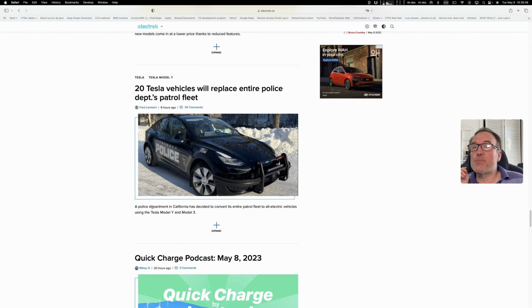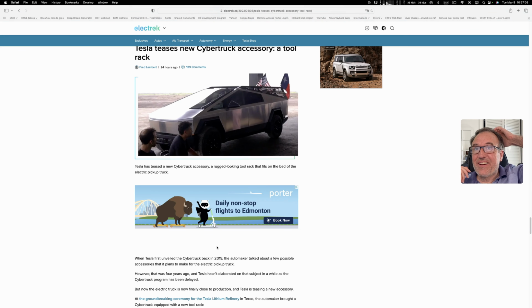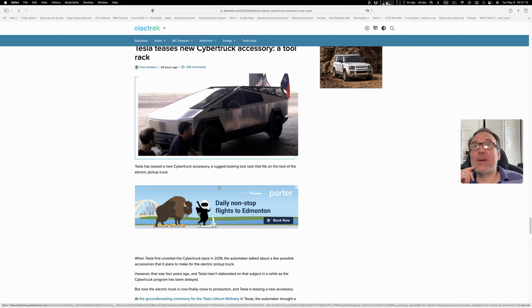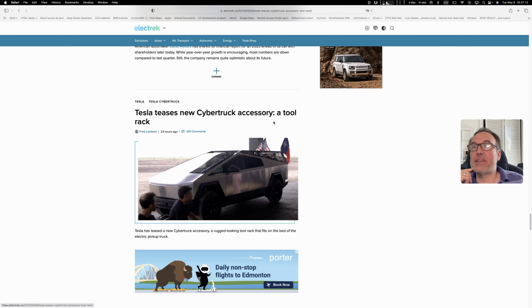There's a police department in California that has decided to convert its entire patrol fleet to all electric vehicles using the Tesla Model Y and 3. Interesting. Tesla has teased a new accessory for the Cybertruck, a tool rack.